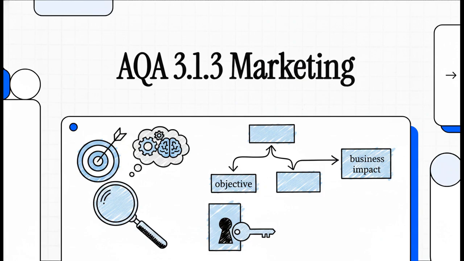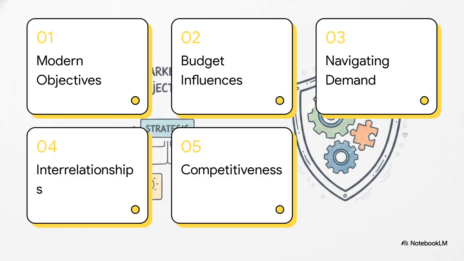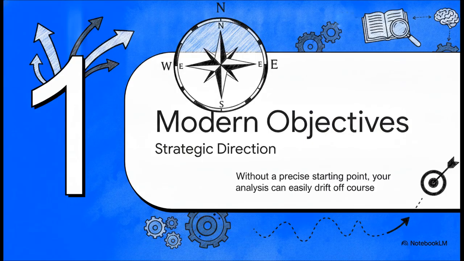Let's get started. Here is our roadmap for today. We'll be looking at 1. Modern marketing objectives. 2. Influences on objectives and budgets. 3. Navigating fluctuations in demand. 4. Cross-functional interrelationships. And finally, 5. Driving strategic competitiveness. All right, Section 1, Modern Marketing Objectives, Setting the Strategic Direction.